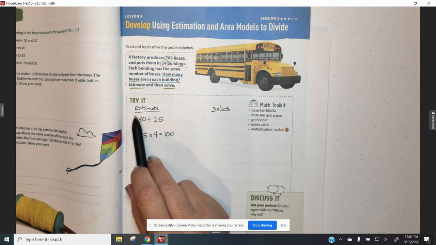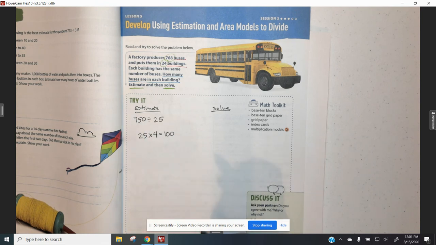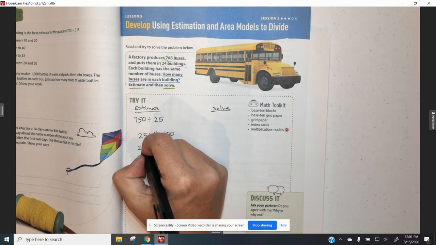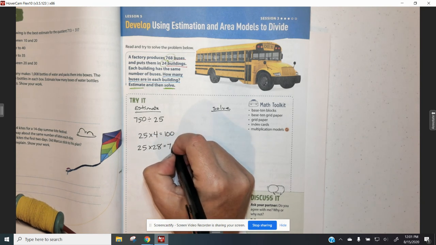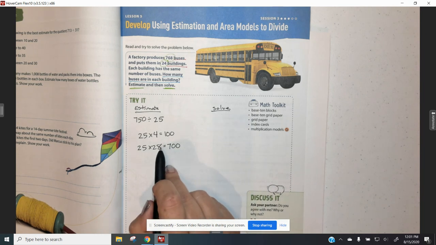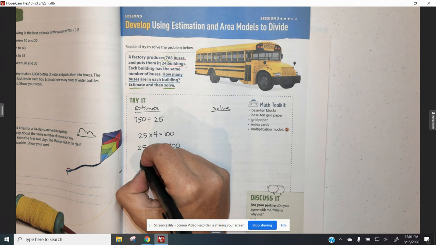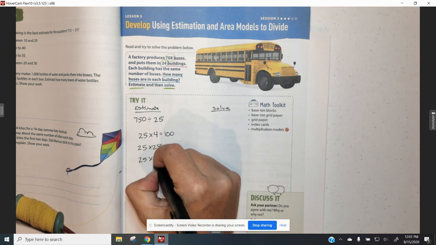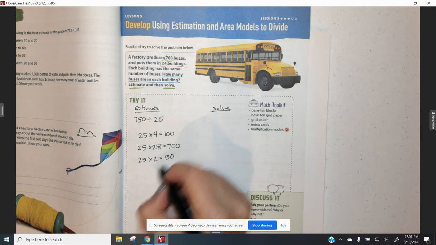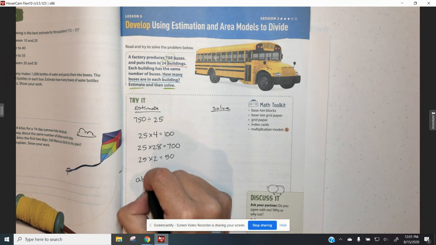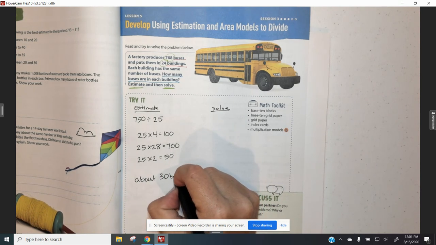But then if I'm trying to get up to 700, well, I know that 4 times 7 is 28. So I bet that 25 times 28 would equal 700. And then how many more to get to 50? Well, 25 times 2 equals 50. So that would give us our 750. So about 30 buildings.